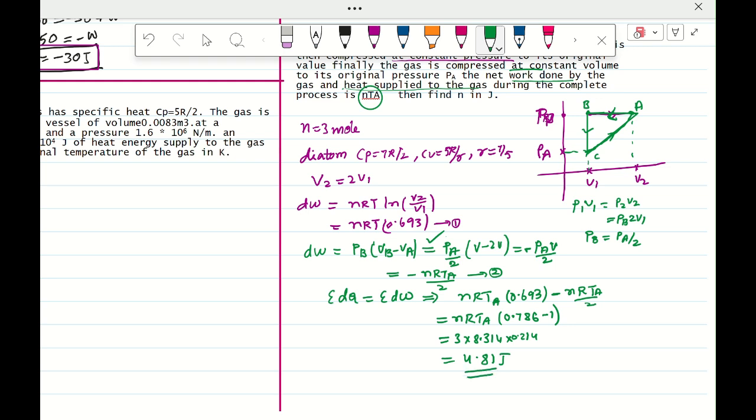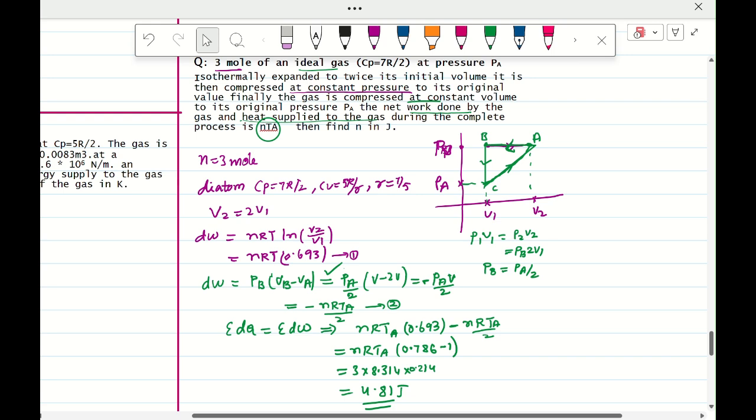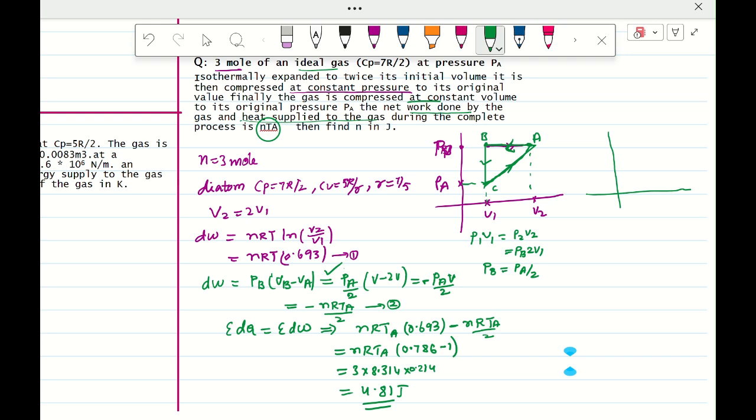So I hope you understand this process. Graphical representation, we can go with T and V or T and P also. So here, for isothermal, T is constant and it initially expands. For example, see, this is V1 and V2, so it is V1 to V2 increased. Then it is compressed at constant pressure to its original value. So here T and P we can go. T and V is not possible, because it compresses to the original value at constant pressure, which means pressure is compulsory. So this is the P we have to take.